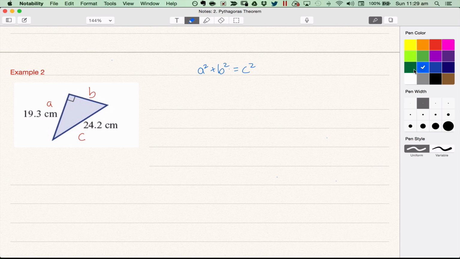Fourth step, substitute the measurements into our formula here. So for A, I've got 19.3. For B, I'm just going to leave it as a B. For C, I've got 24.2 squared. Don't forget the squared.